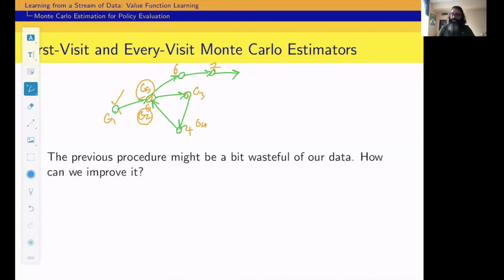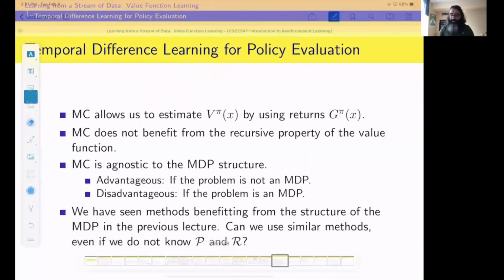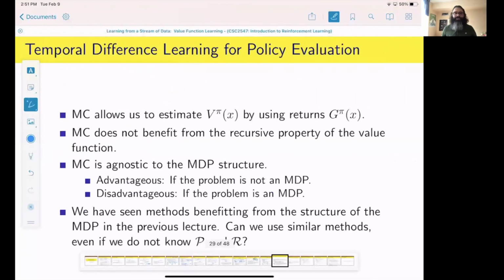So this is the Monte Carlo estimator. Let's try to talk about temporal difference learning for policy evaluation. Some of you have already mentioned it as a probably more efficient way to do it. So what is the idea here? The general idea is to benefit from the structure of the MDP in order to have a probably better estimate of the value function. So how does it work?